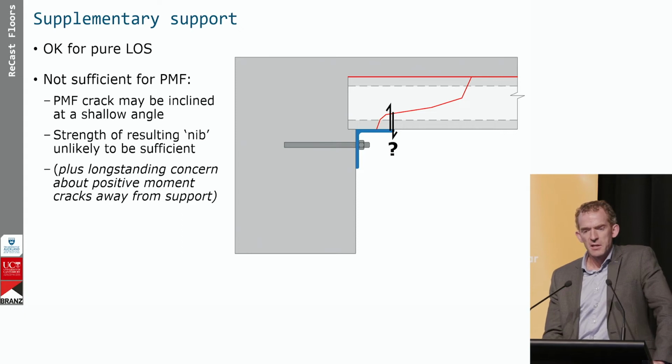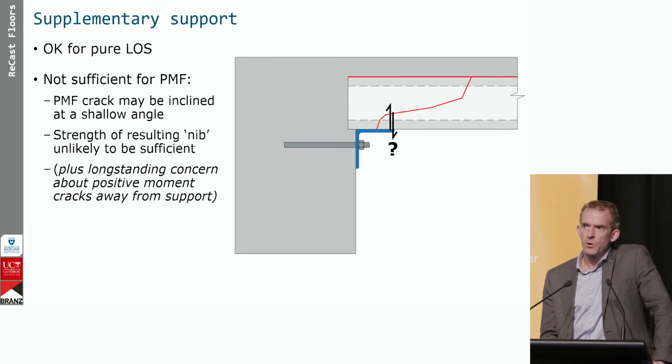So the concern, I guess, is if you have this shallow crack, you've got a very thin nib of concrete trying to sit onto an angle. And if you try and put an 8-metre span of floor landing onto that little nib with no real reinforcement to speak of, what's its capacity? We just don't know. It's probably not enough, and it's certainly not something that we're happy to rely on.